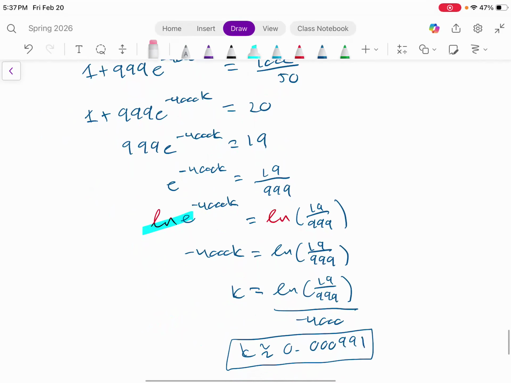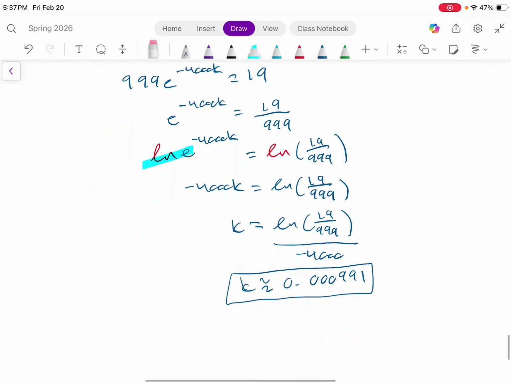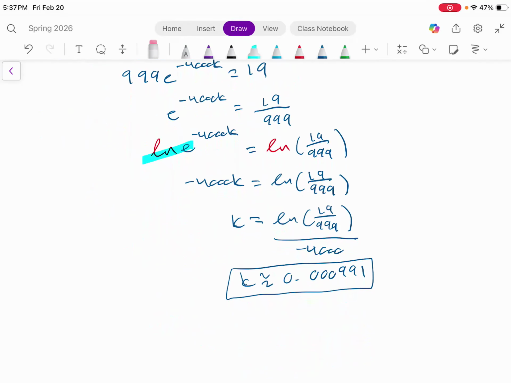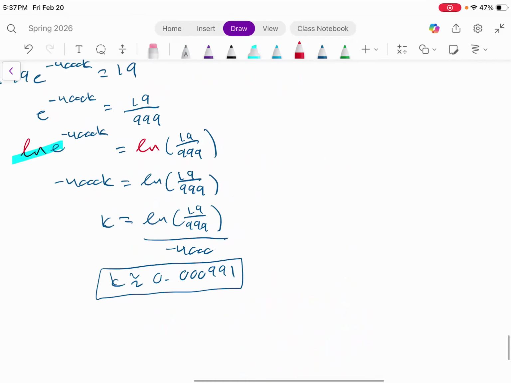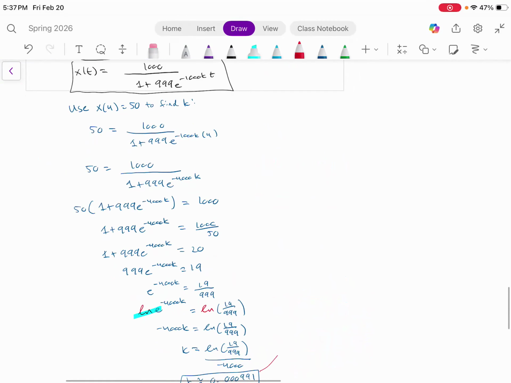Natural log both sides. Solve for K and simplify to 0.0009991. So what we do is take this K, this proportional constant, and plug it all the way back up here to where we first started with our solution.